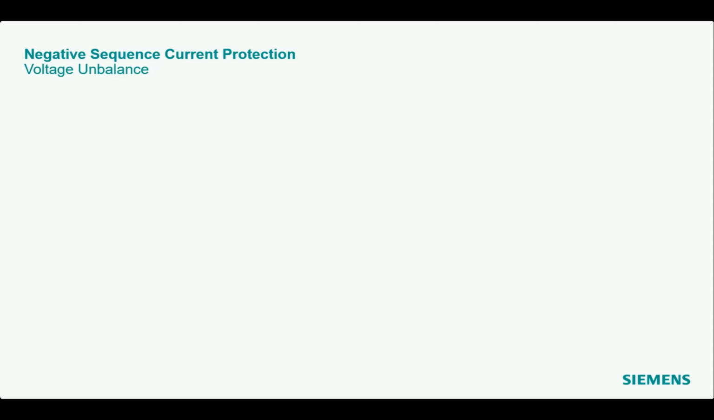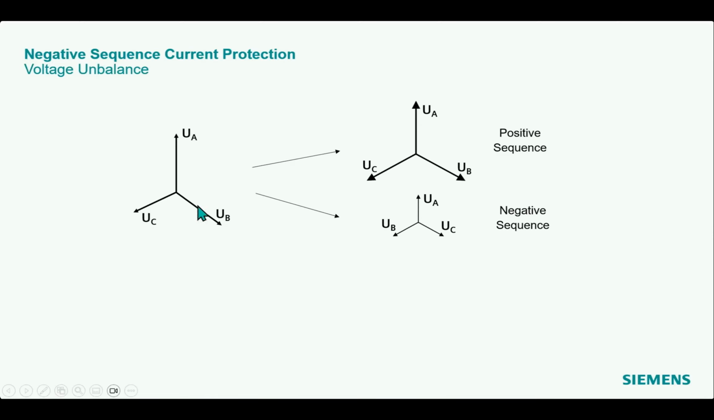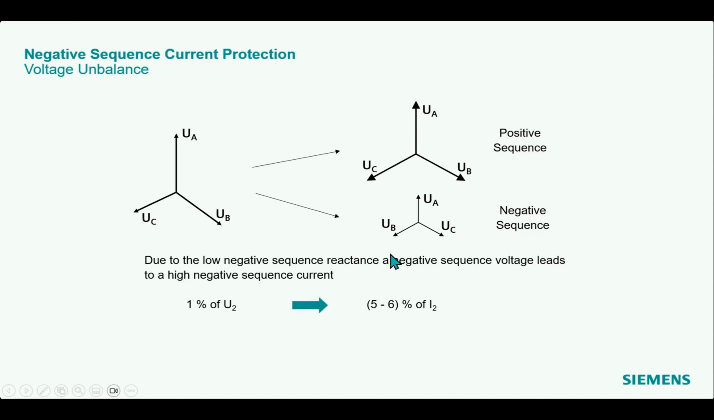On the other hand, we can have negative sequence currents due to voltage unbalance. This is what we see here. So here there's just a tiny difference in the voltages, maybe also different angles, which brings me also a negative sequence voltage system. Now we have a relatively low negative sequence reactance or impedance of the motor, so that means a tiny negative sequence voltage system creates me a relatively high negative sequence current system. And here we need to be careful and sensitive.